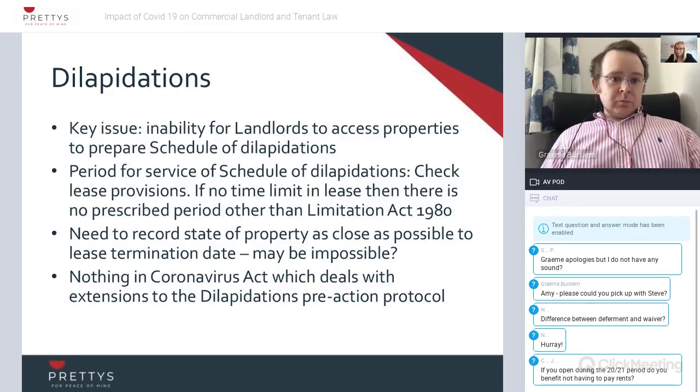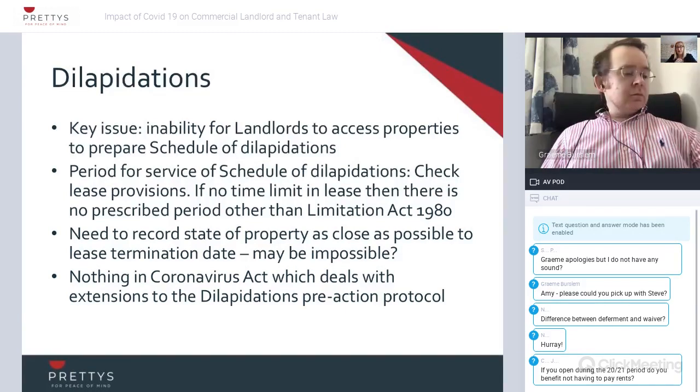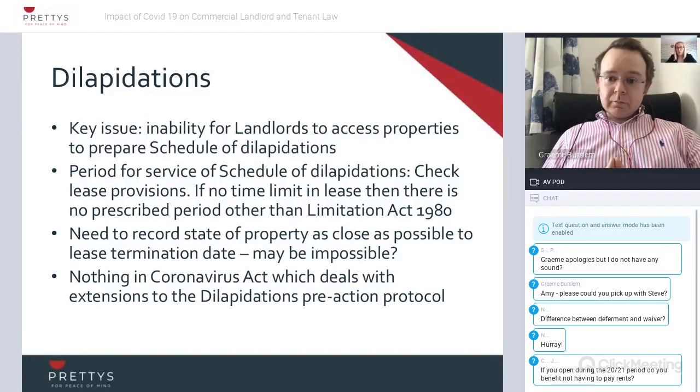So check the limitation period for service. If there isn't a time period in the lease for service of the schedule, then it's going to be as per the Limitation Act 1980, which is about 12 years. So you've got a bit of time, and hopefully we'll have some time to get caught up. But as I say, don't get caught out on the timescales.